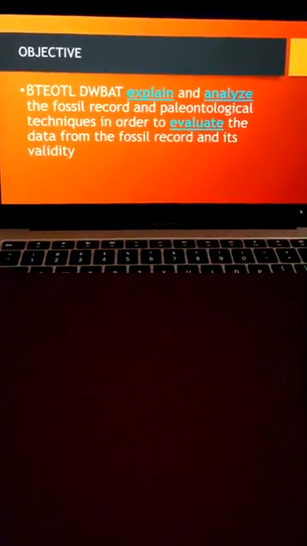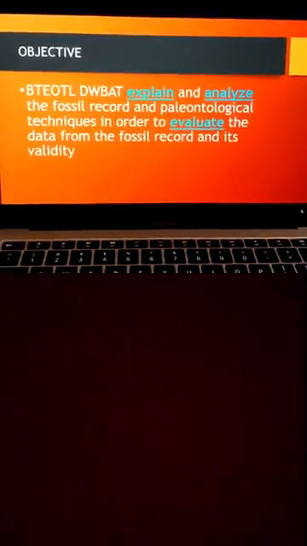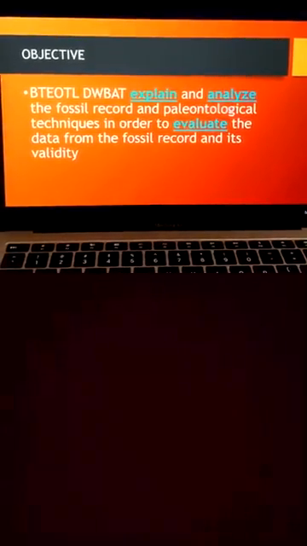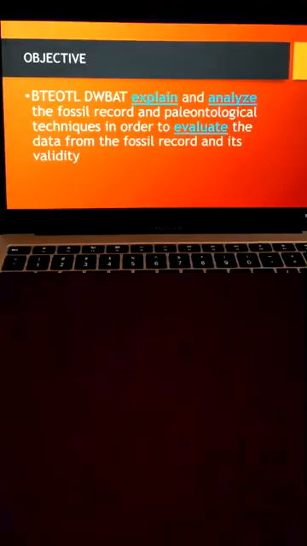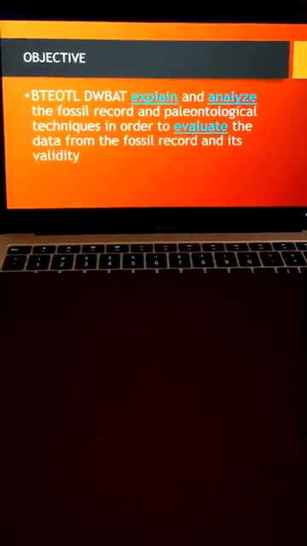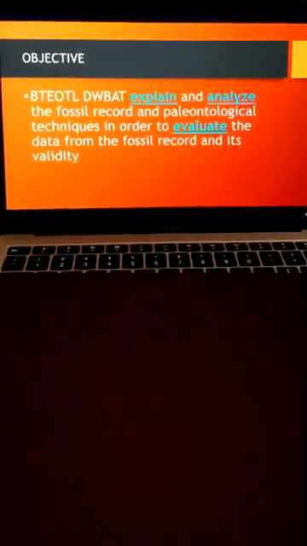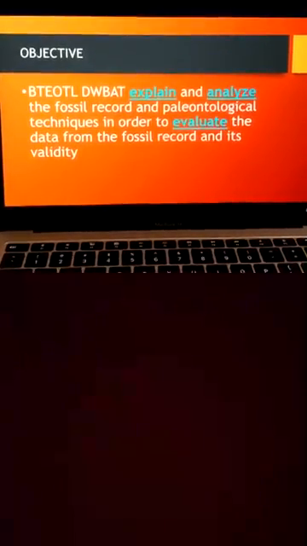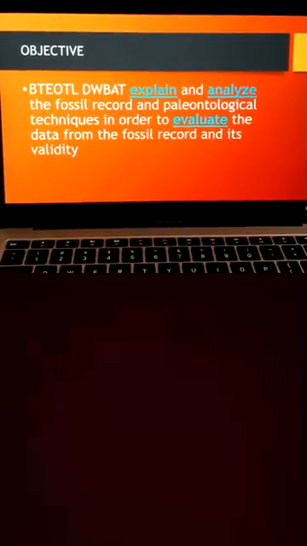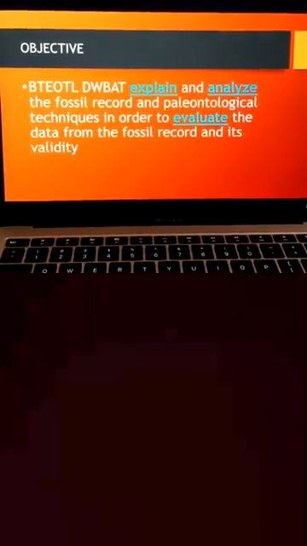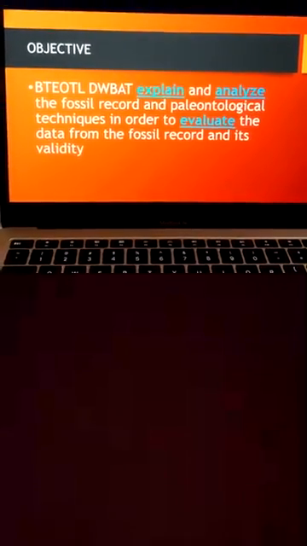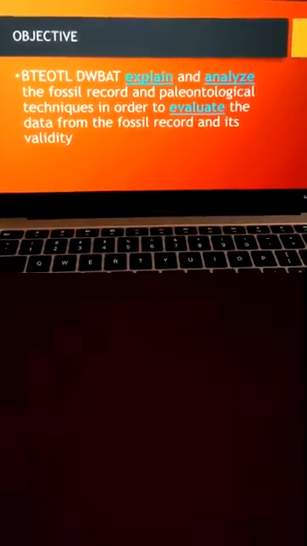So can you give it to us now with the definitions in place of the verbs? Yes. Thank you. By the end of the lessons, doctors will be able to teach and break down the fossil record and paleontological techniques in order to judge the data from the fossil records and validity. Good job. All right, so pretty much we're trying to be able to break down what the fossil record is and prove that all the information and data that's in the fossil record is actually valid, it's legitimate.